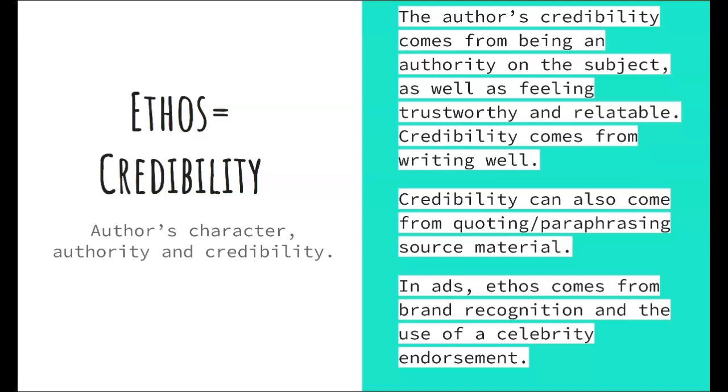The author's credibility comes from being an authority on a subject, as well as feeling trustworthy and relatable. Credibility also comes from writing or speaking well. Credibility can also come from quoting or paraphrasing really great, reliable source material. In advertisements, ethos can also come from brand recognition or the use of a celebrity endorsement. A few slides back, I had a quick little image of a Coca-Cola ad. Coca-Cola has a lot of ethos.